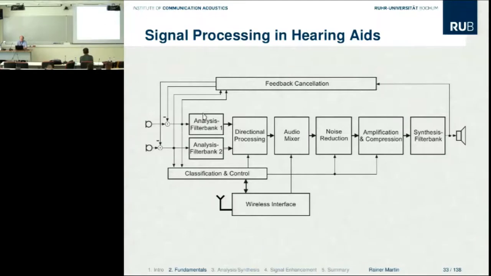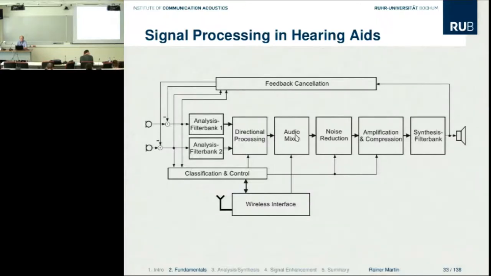And then most of the processing is done in frequency bands. So both microphone signals are decomposed into several frequency bands, and that is also dependent on the device and the manufacturer. It could be 4 in the older devices to 8, 16, but now we're talking more like about 100 channels. Then there is directional processing, that is combining the two microphones of the device into a beamformer.